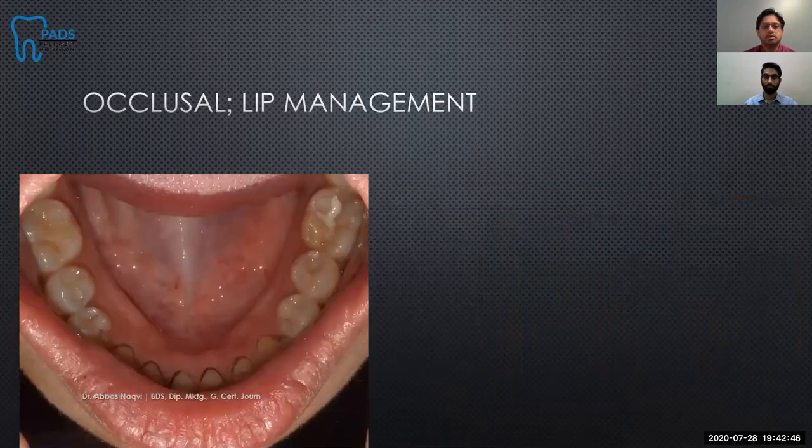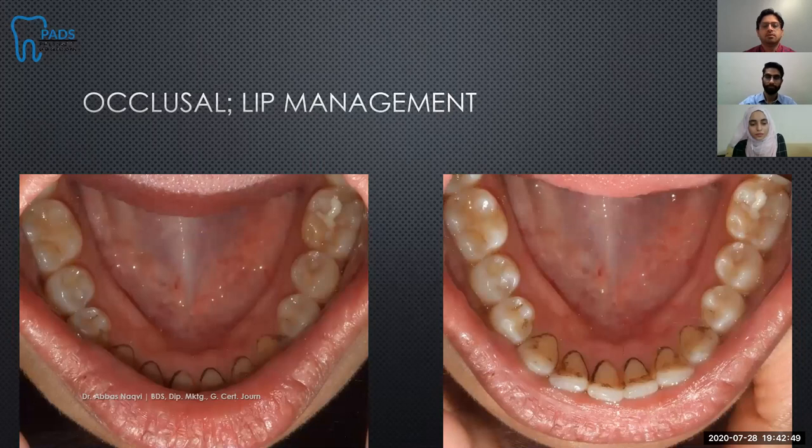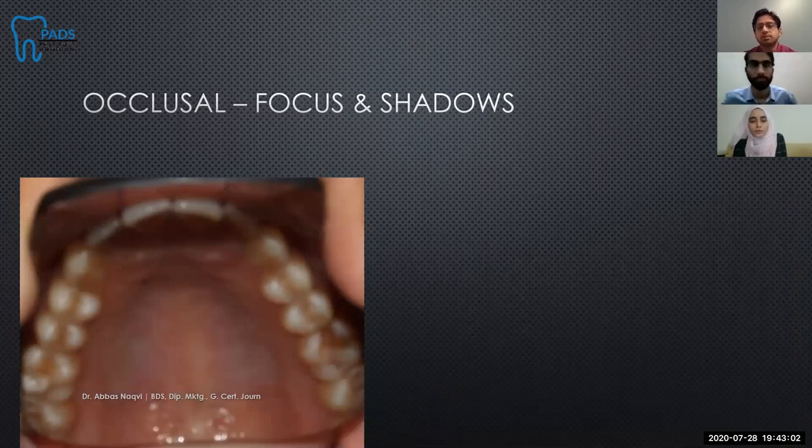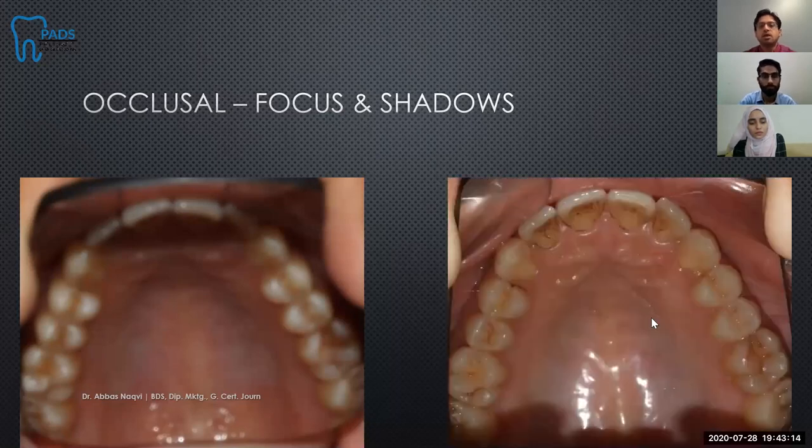For tissue management, you've got to be conscious of making sure that you are pulling back your cheeks and lips and tongue and whatever is obstructing the view. In occlusal photography, you've got to be careful of the focus. Sometimes the cameras have difficulty in focusing on a mirror surface. So just make sure that your focus is razor sharp. And even if they do focus, if you're using the pop-up flash on the camera, you will tend to have shadows, ugly shadows like this in your photographs. So that's why a ring flash is the right equipment for certain types of dental photography, and twin flash for other types.